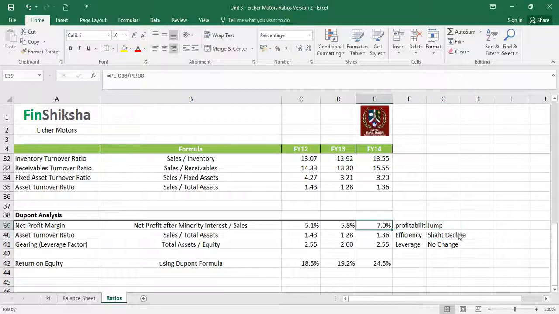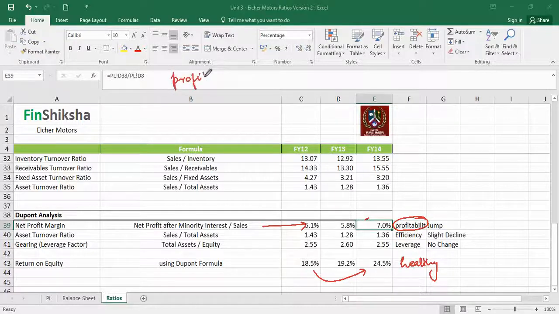And so because there is a jump in profitability, this increase in return on equity is healthy and is primarily driven by the profitability component. Primarily driven by the profitability component and not necessarily by the efficiency. Efficiency has gone down just a tad bit, right? So profitability drives the return ratios in this case. And that's good. That is considered good because these two factors going up were good.